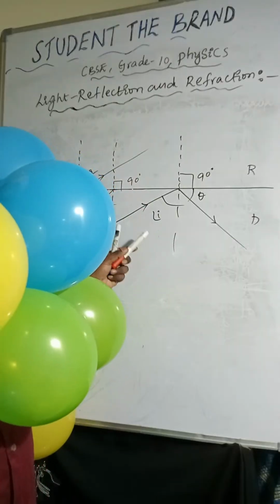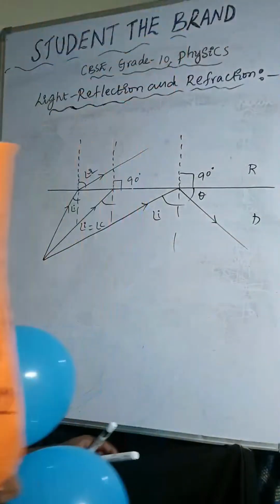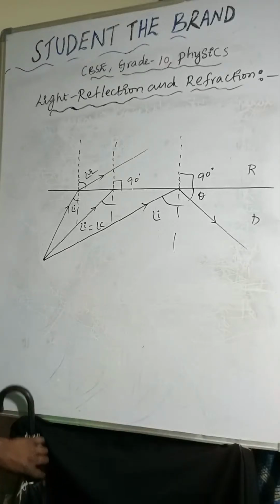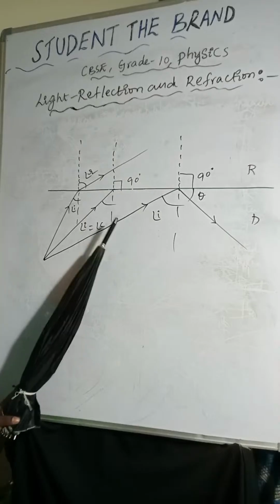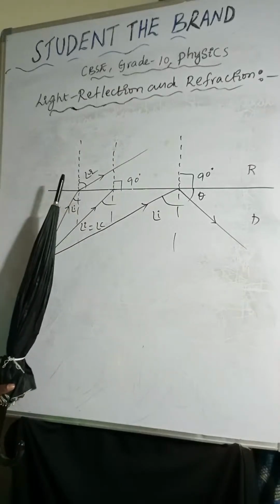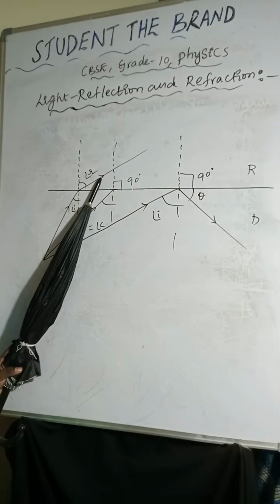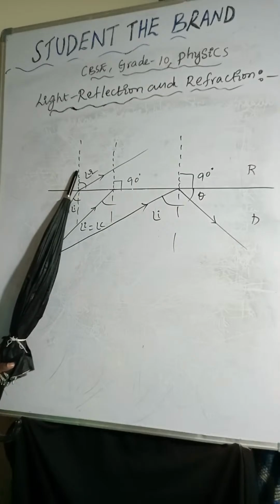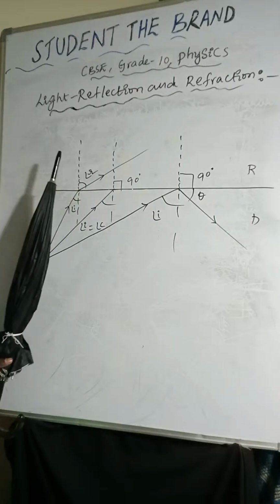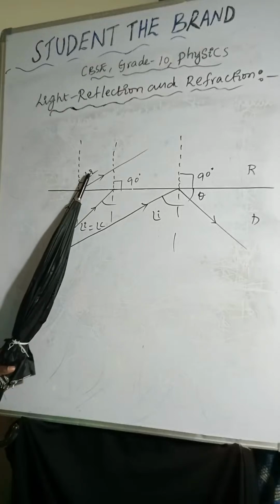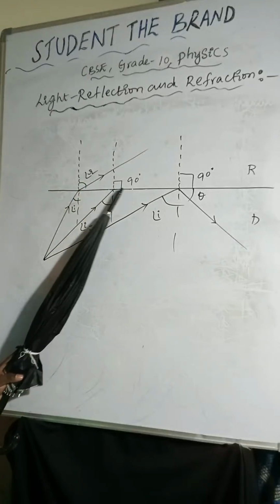Observe carefully here. From the start, you can see the incident ray. The light ray is coming from the denser medium and is incident on the surface. The angle between the incident ray and the normal is called the angle of incidence. The refracted ray is moving away from the normal line. The angle between the refracted ray and the normal is called the angle of refraction. And see, the refracted ray moves along the surface.